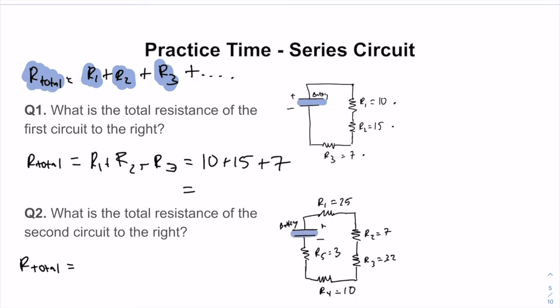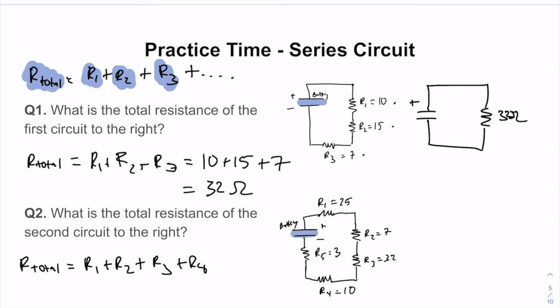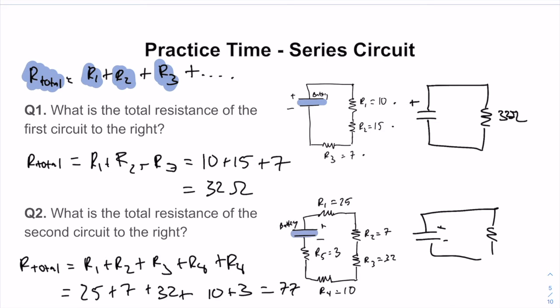All right, that ends up being 32 ohms overall. We can therefore redraw our overall circuit as if there were only one resistor total of 32 ohms. All right, this one down here, we see we have R1 plus R2 plus R3 plus R4 plus R5. Our total resistance is therefore 25 plus 7 plus 32 plus 10 plus 3, which equals 52 plus 25, 77. We could therefore redraw our entire circuit as just one resistor of 77 ohms.